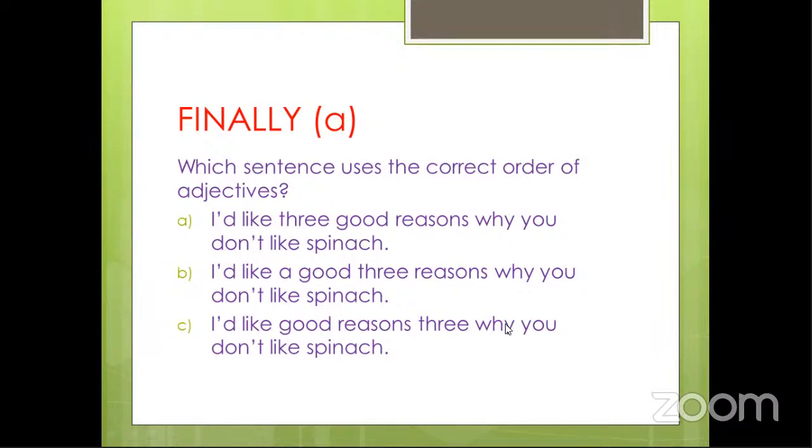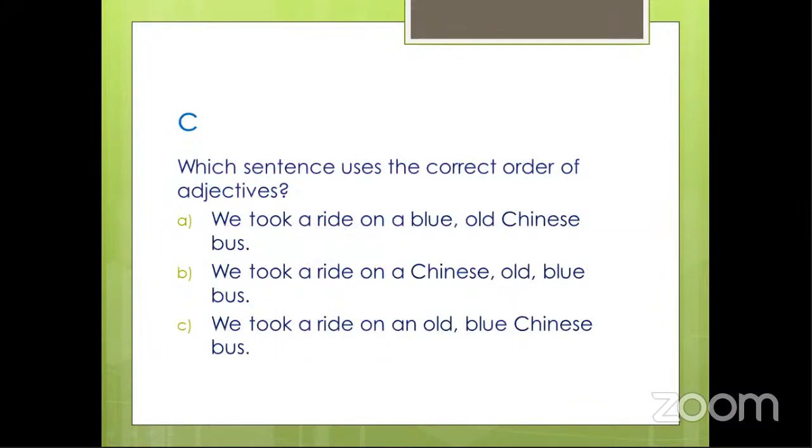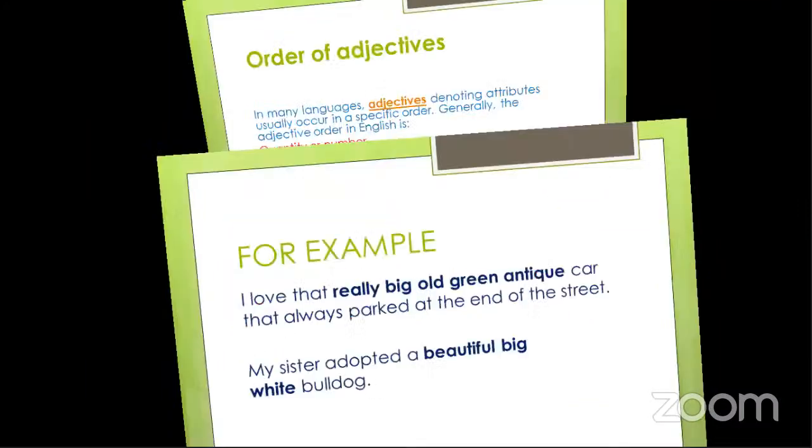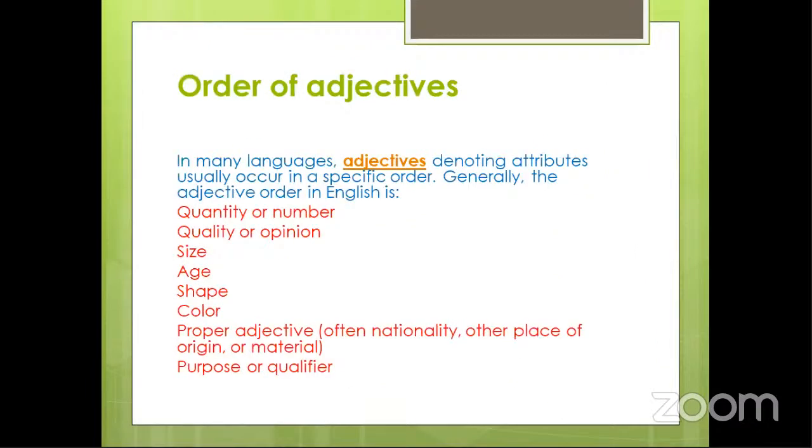Thank you. So here we have like, let's first get back to we have I like a three and good. So let's check with our first slide. Like, is it quality? Is it number? Then we have three. Is it size? Is it age? And we have good. Is it opinion? Is it quality?